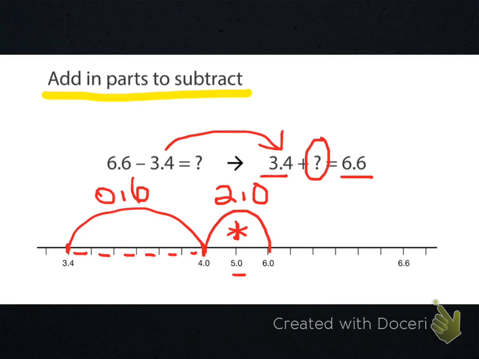And lastly, now that we are at 6.0, we need to get to 6.6. I know that is 6 more jumps, and that again is a decimal jump, 0.6.